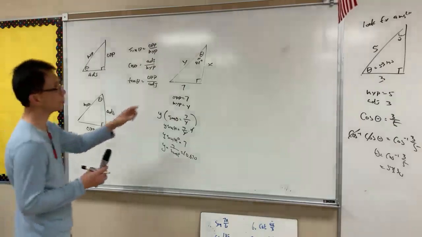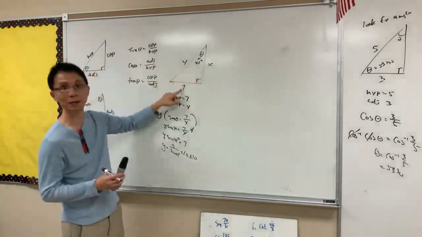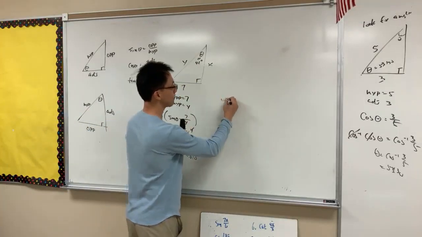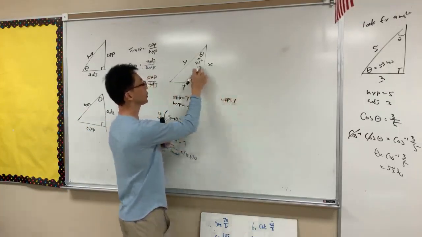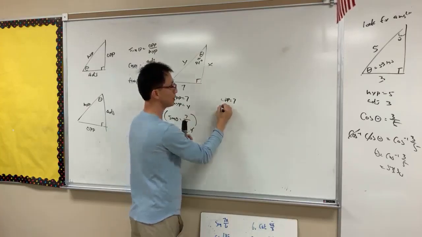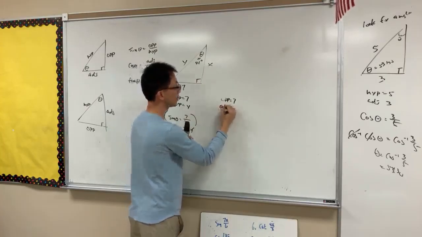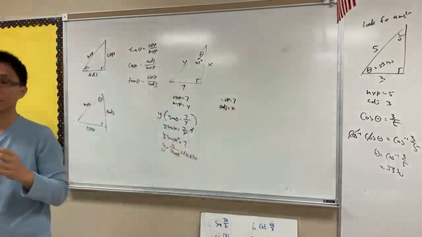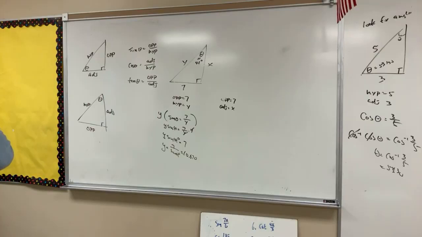Okay, so let's draw by this one. This one's the opposite, right? So it's 7, opposite is 7 again, and we are trying to find x. x is adjacent, right? So adjacent is x. Which trigonometry equation uses opposite and adjacent?